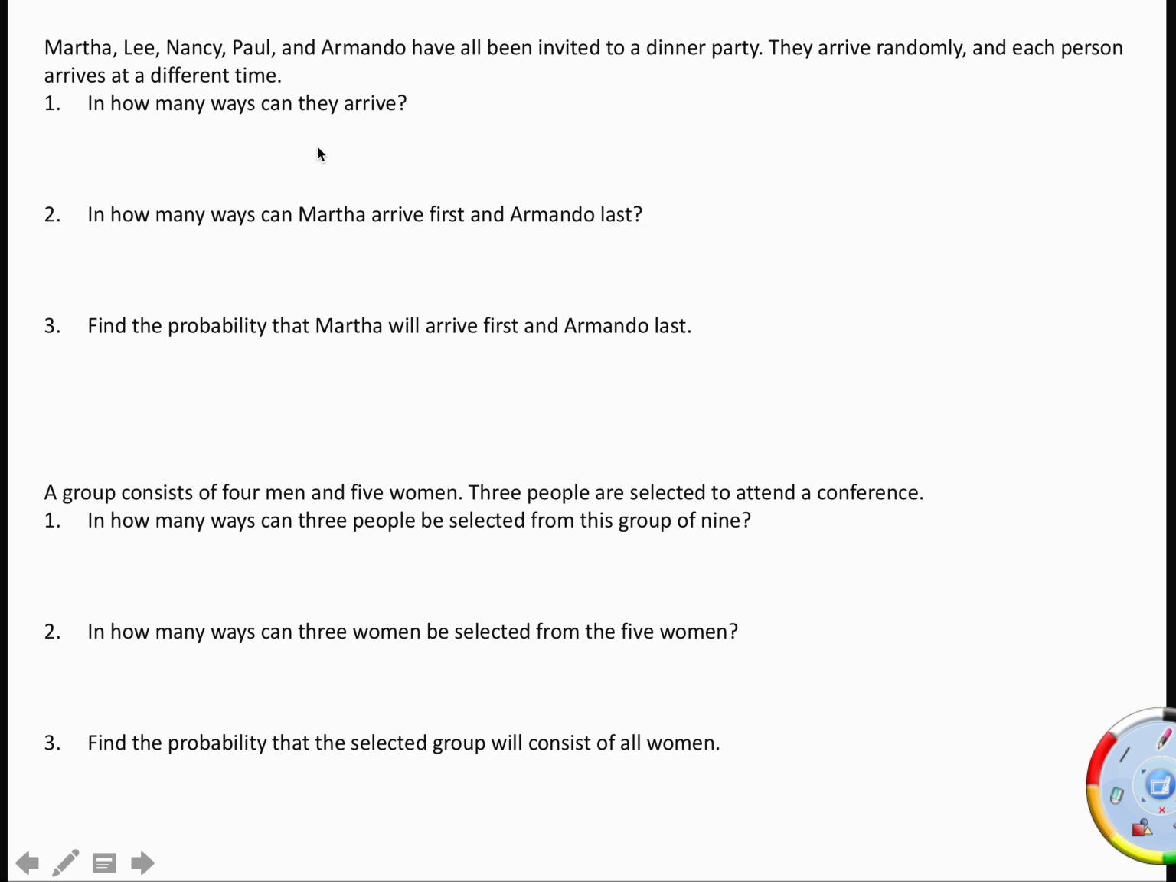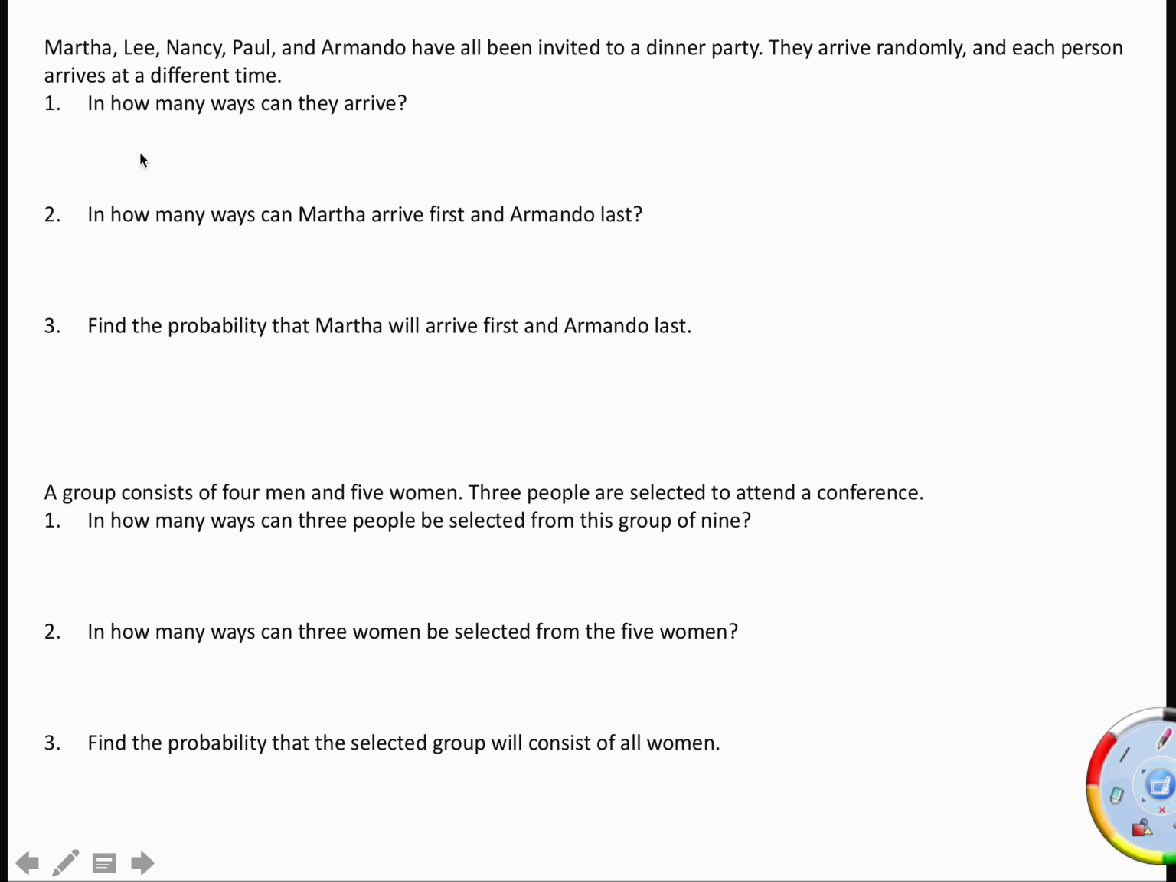Okay, what about up here? Martha, Lee, Nancy, Paul, and Armando have all been invited to a dinner party. They arrive randomly, and each person arrives at a different time. Okay, so the first couple of problems are going to walk you through the process that, oh, I need to count up how many ways my denominator can happen, count up my numerator, and then put it together as a probability. Pay close attention to whether you're being asked the number of ways something can happen or the probability that something can happen, right? Two totally different things.